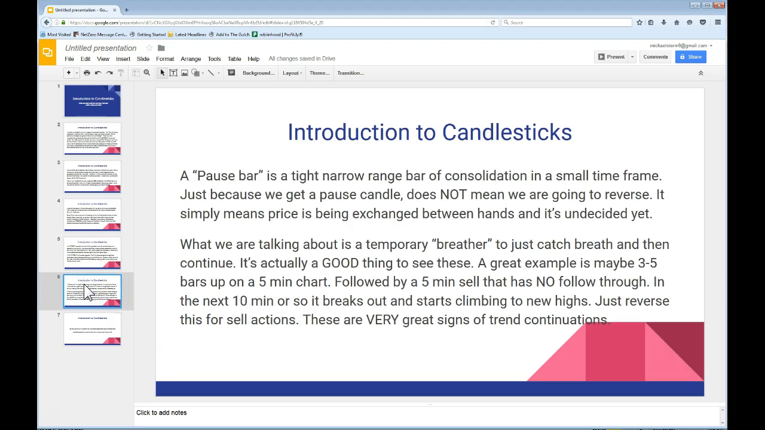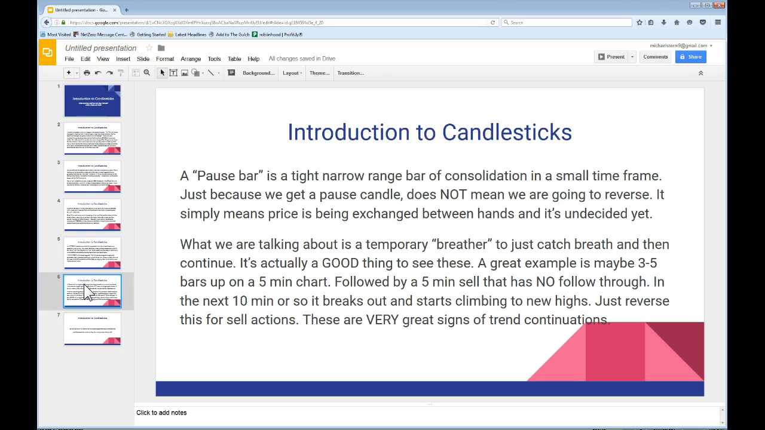We'll talk about a pause bar. It is usually a tight and narrow range bar of consolidation in a very small time frame. Just because we get a pause candle does not mean that we're going to get a reversal. It simply means that price is being exchanged between hands and it is undecided as of yet. What we are talking about is a temporary breather, just to catch breath and then continue. Now, this is actually a very good thing to see, okay?